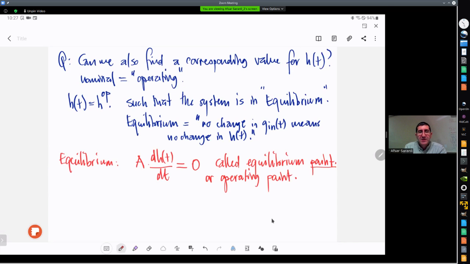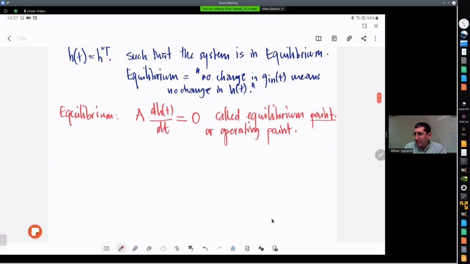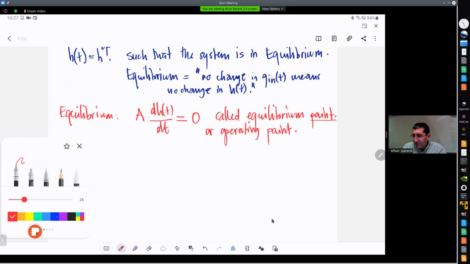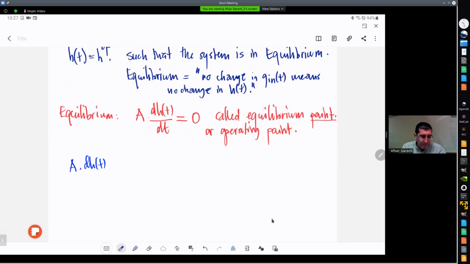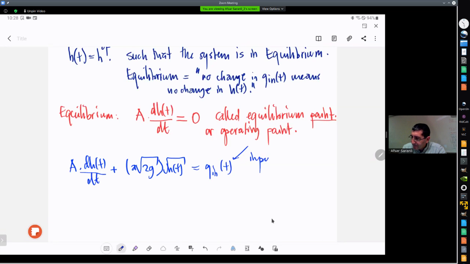Now let's see what happens in our case with this definition of the equilibrium. So remember that our differential equation was something like this. We had dh(t)/dt plus a times square root of 2g times square root of h(t) is equal to q_in(t). So we had an input, this was our input, and this was our state, the height of the liquid in the tank.